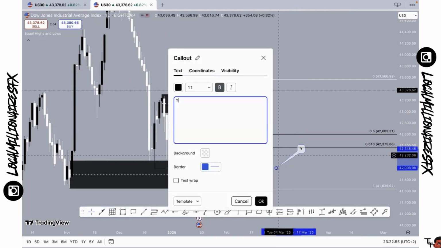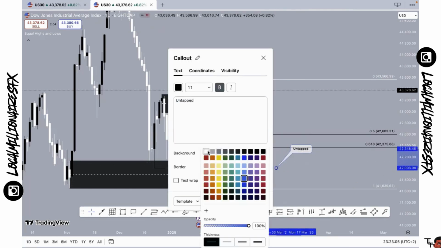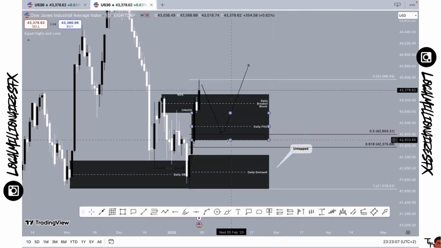So basically untapped, right? That's what we're looking at is a potential pullback down for us, right there. So if market rips through here, we could see that pullback down into this level, right?